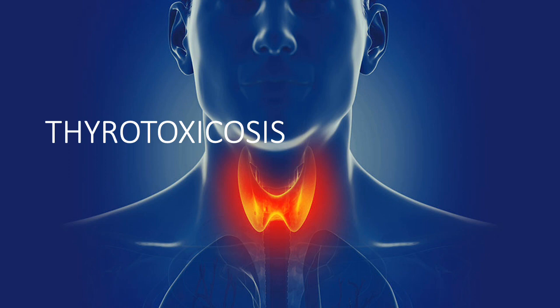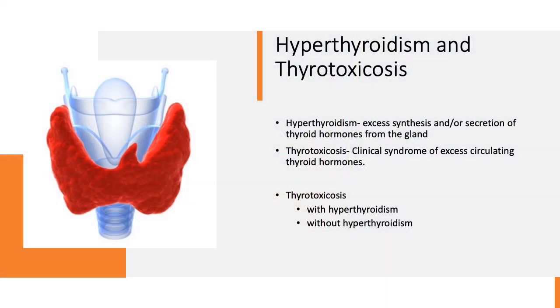The next functional abnormality of the thyroid is thyrotoxicosis. The elevated level of thyroid hormones will lead to thyrotoxicosis. What is the difference between hyperthyroidism and thyrotoxicosis? Is it same? Hyperthyroidism is related to the excess synthesis and or excess secretion of the thyroid hormones from the gland. But thyrotoxicosis is the clinical syndrome due to excess circulating thyroid hormones.